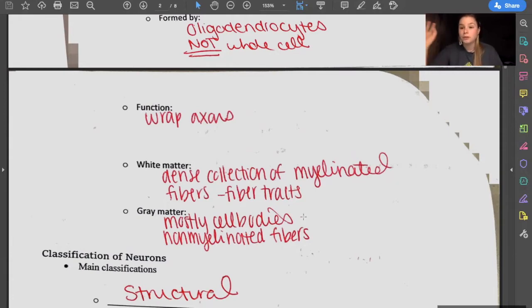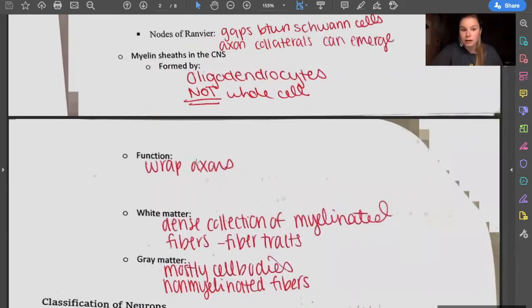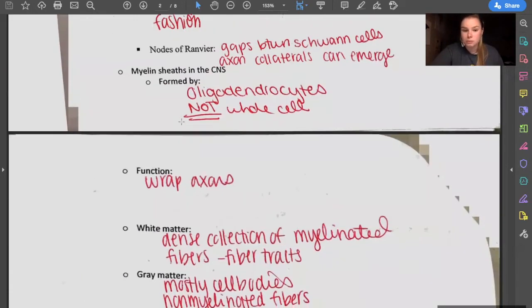So picture this. Fibers, axons, all that jazz is originally gray, which is why the gray matter is non-myelinated. However, when we myelinate something, when we give it that axon wrapping of the myelin sheath, it becomes white. So then it's white matter. Remember that we're talking about the central nervous system.